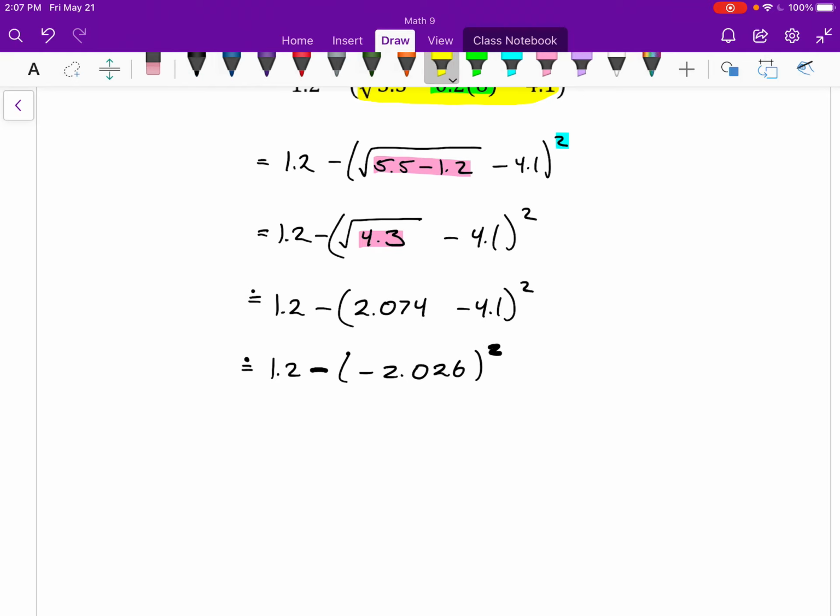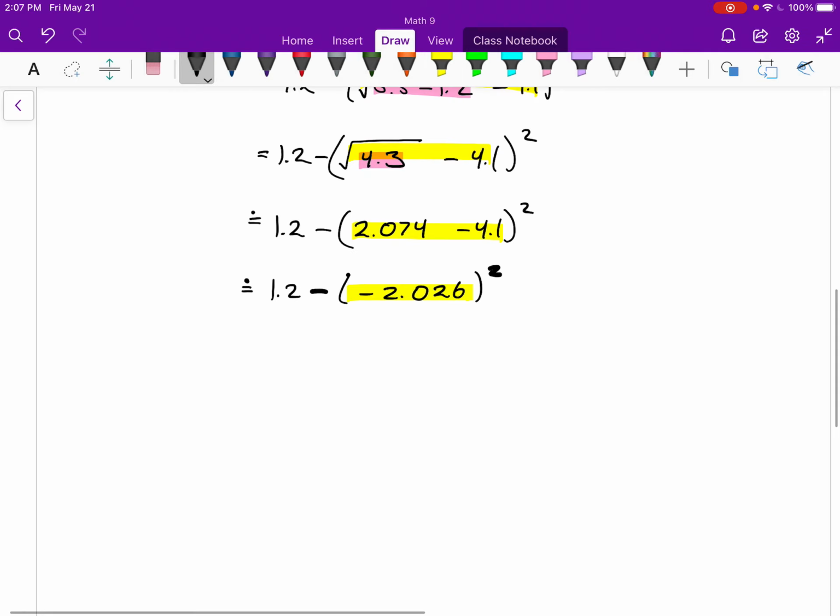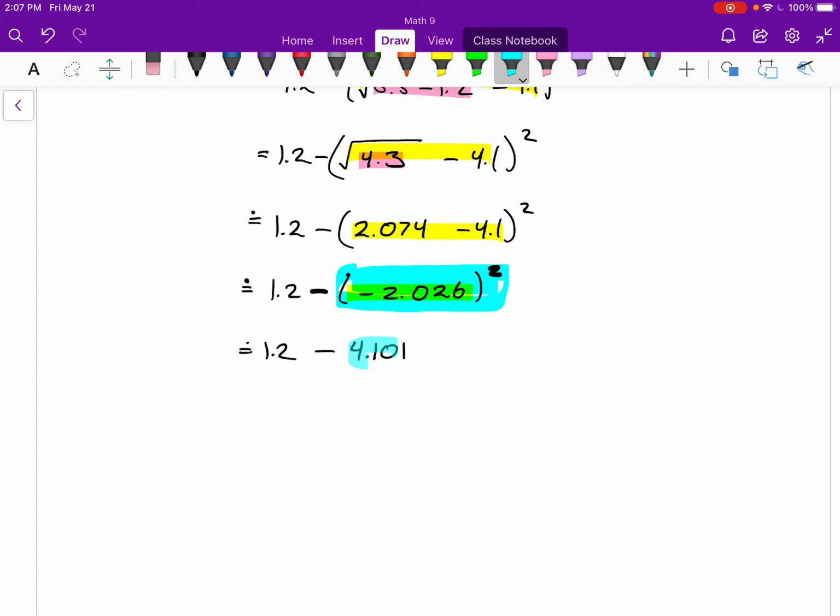So now I finally figured out what everything inside these brackets is, so now I can square it. Negative 2.026 times itself. I just have the number in my calculator still, so I'm going to take all that and multiply it by itself, or power of 2. So all of that is now about the same as 1.2 minus 4.101. I've squared all this now. And finally, I go 1.2 minus that, and I get about negative 2.9, again, I'm rounding, say 2.91, I'll round it to.